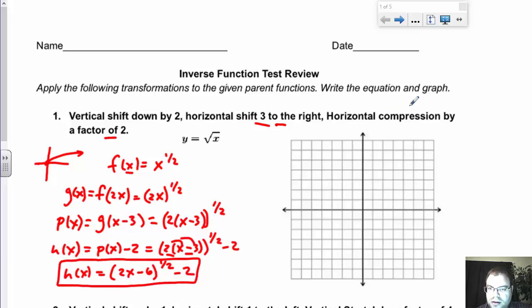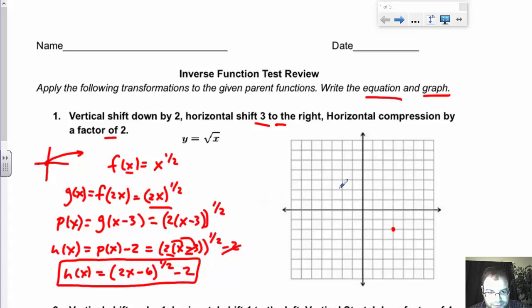I asked you for the equation and the graph, so let's go ahead and graph this. If I remember this parent function, it usually starts here at the origin, but now we're going to shift down by 2 and to the right by 3. So I'm going to go 3 to the right and down 2. It's actually going to start here now. I've already incorporated the shifts down by 2 and right by 3, so what I really have here is just this 2x to the power of a half. That's all I'm worried about now.